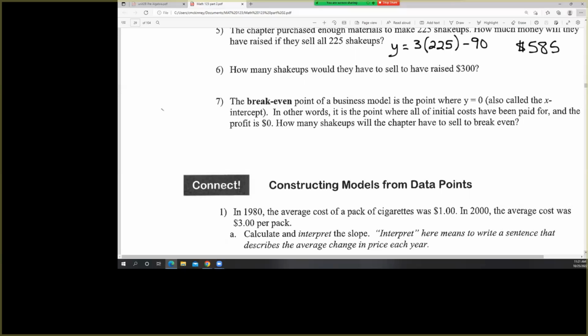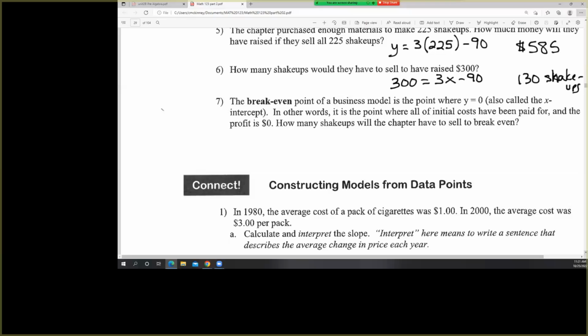And so if we know how much money we want them to have, we're going to replace the Y and then solve for the X. So we just replace the Y with the 300, go back to using X, do our 2-step equation to solve that. Shakeups.